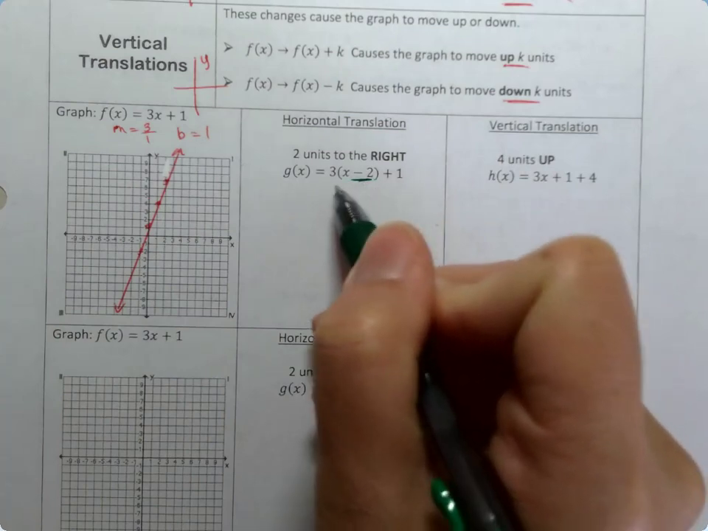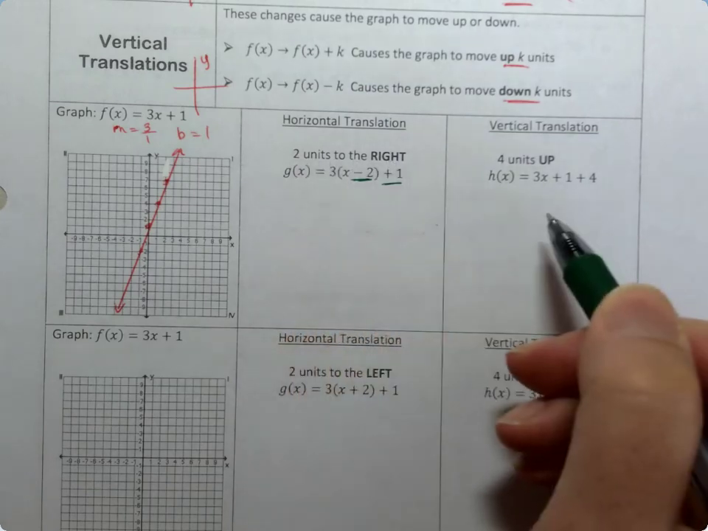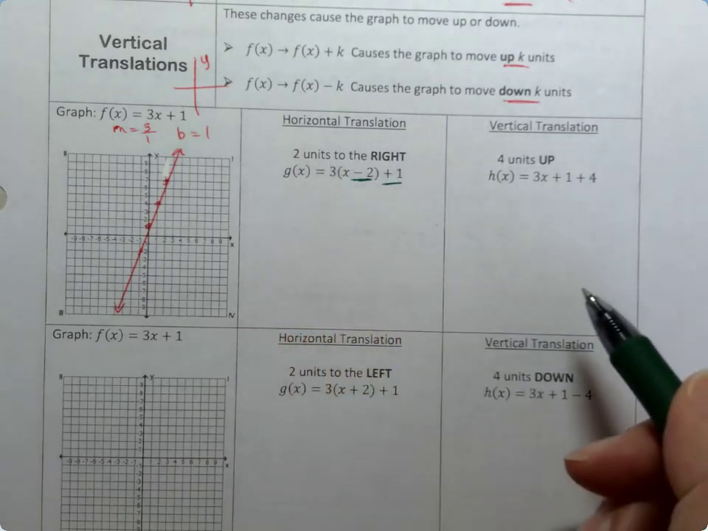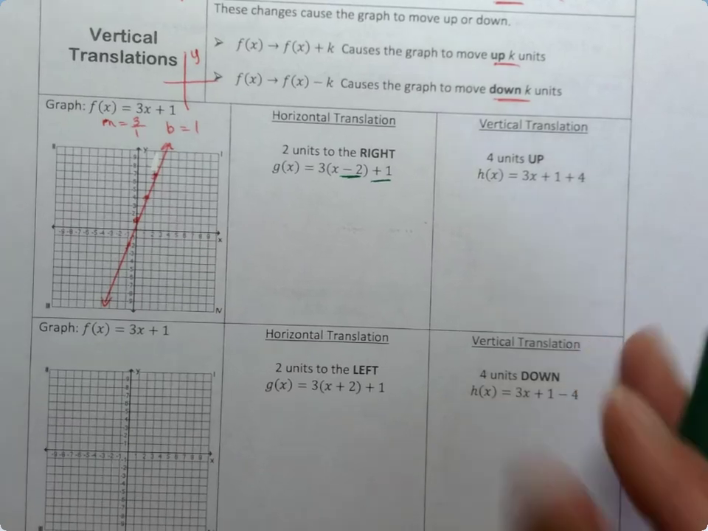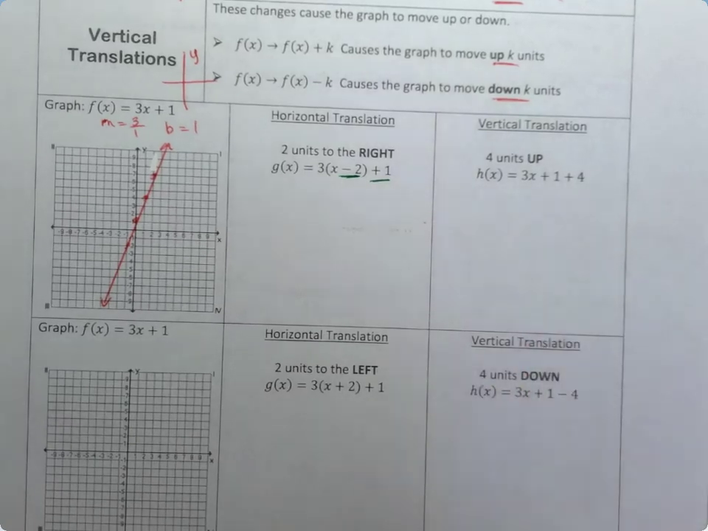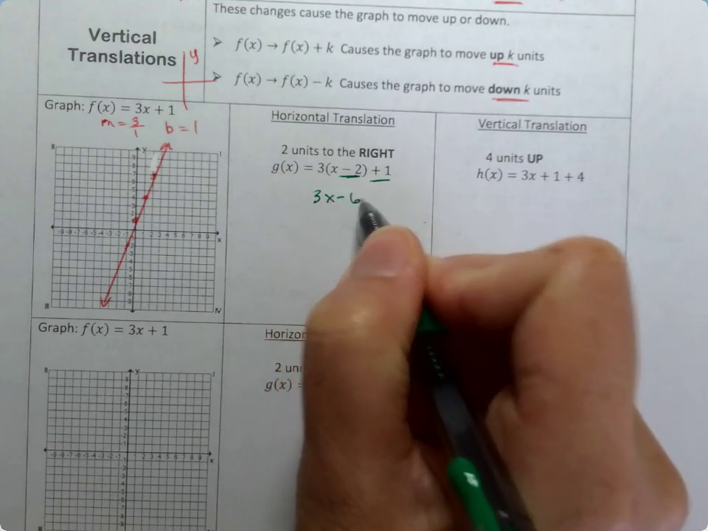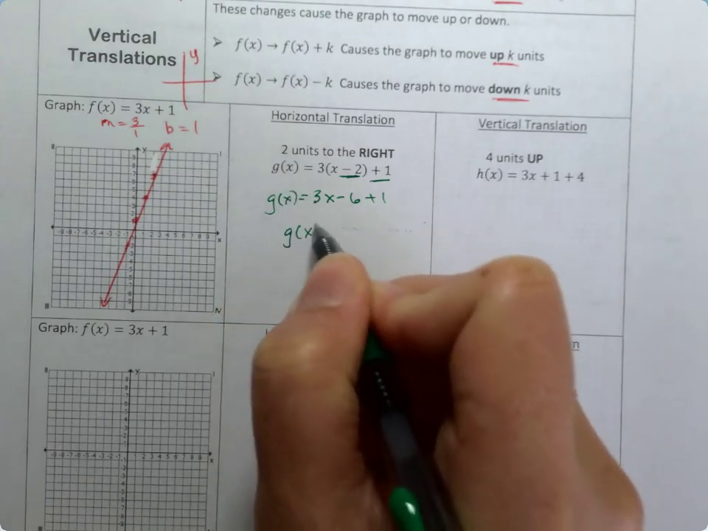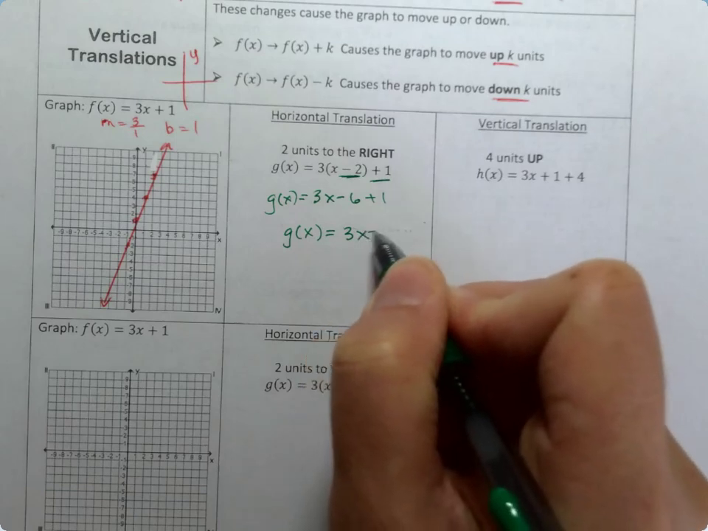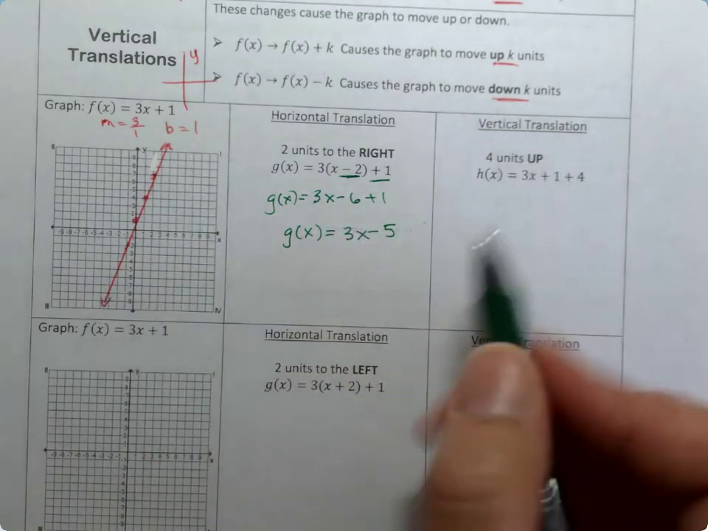Now you have your x minus 2 and you have a plus 1. So this moves 2 units to the right. That's the horizontal translation. And then we have this little plus 1 on the end, but we would have to distribute this and then clean it up, and then we can see what really happens. So we would do 3 times x minus 6 and then plus 1. And what would you end up with? No, not that. 3x what? Minus 5.